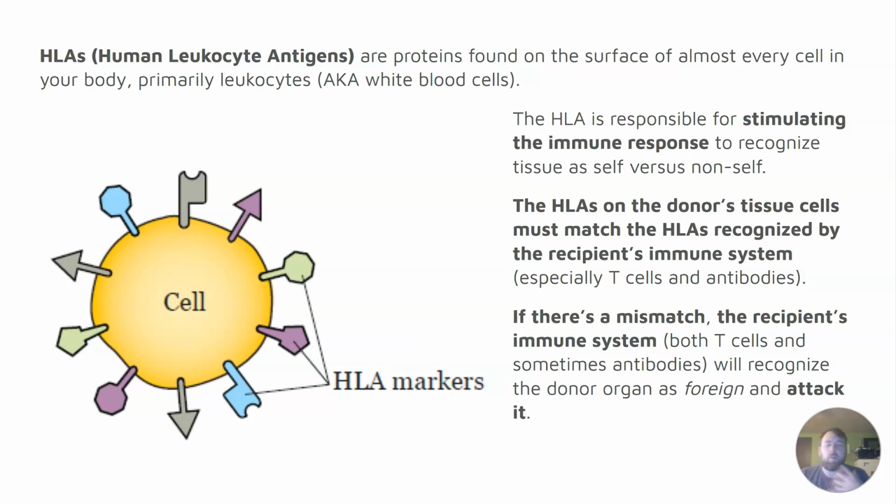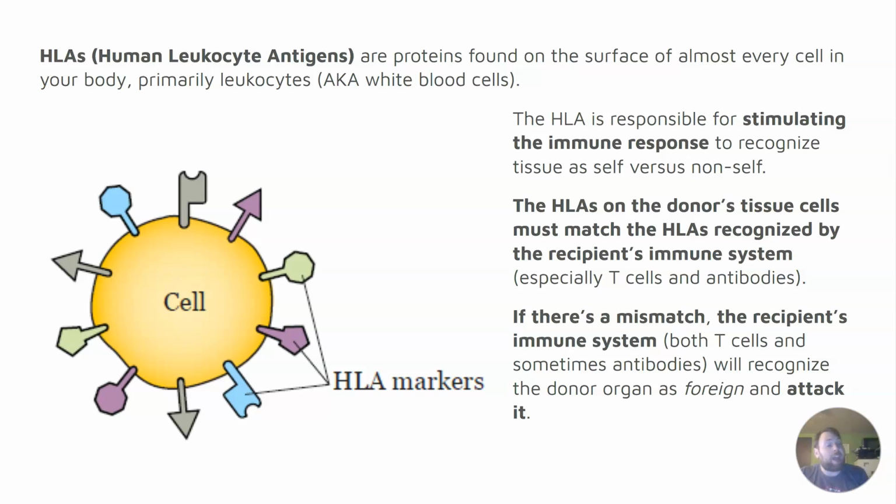We know that an antigen is a marker on the surface of a cell. We call them human leukocyte antigens because they're primarily found on leukocytes, aka white blood cells, but they're really found on pretty much every cell in your body in some combination. And the HLAs are responsible for stimulating the immune response in your body, meaning that if a cell comes into my body that my immune system doesn't recognize the HLAs for, well, of course, it's going to attack it, because it's going to attack any antigen that it doesn't recognize. So if there's a mismatch, it recognizes it as foreign.